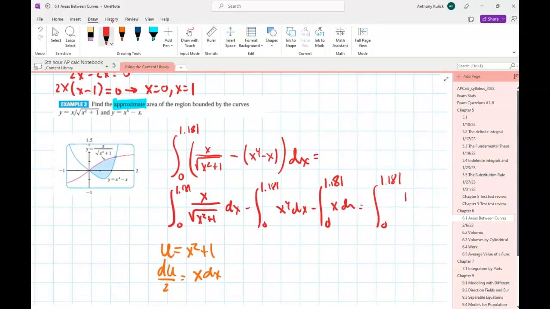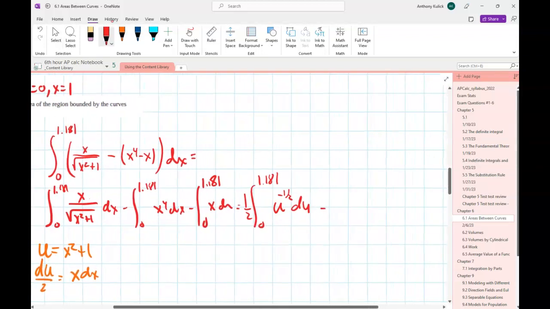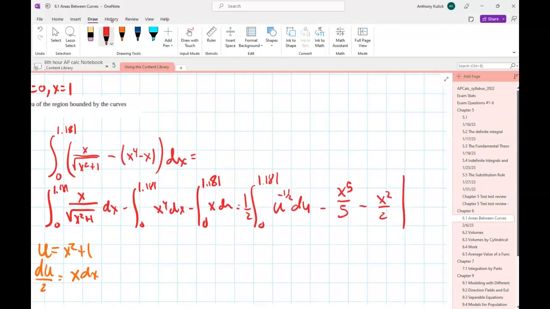So I'm going to have 1 over, well, let's write it this way. Let's write it u to the negative 1/2 du, and I have that over 2. And I have x to the 5th over 5, and x squared over 2. So what's the antiderivative of u to the negative 1/2? Yep. So 2u to the 1/2.